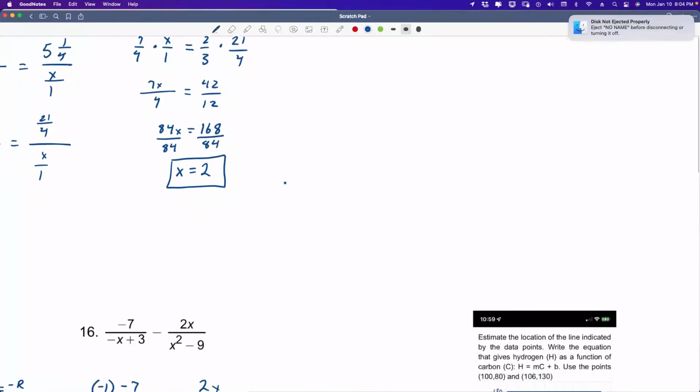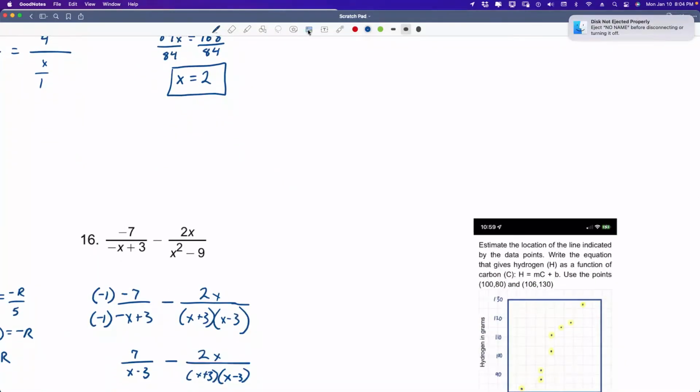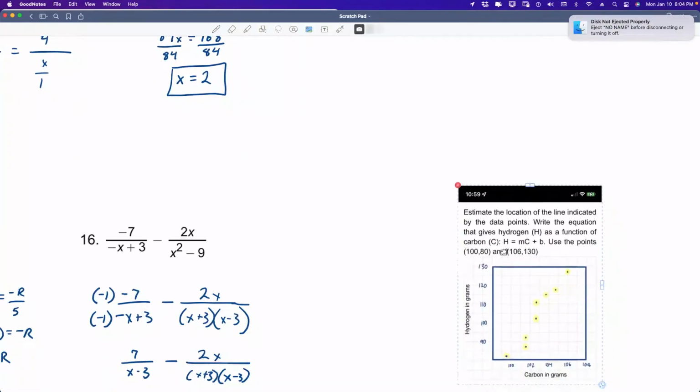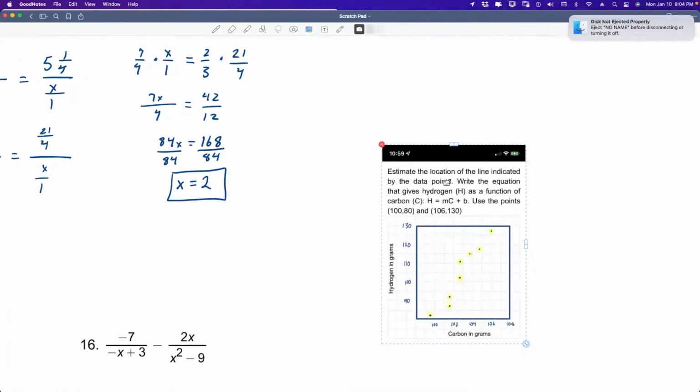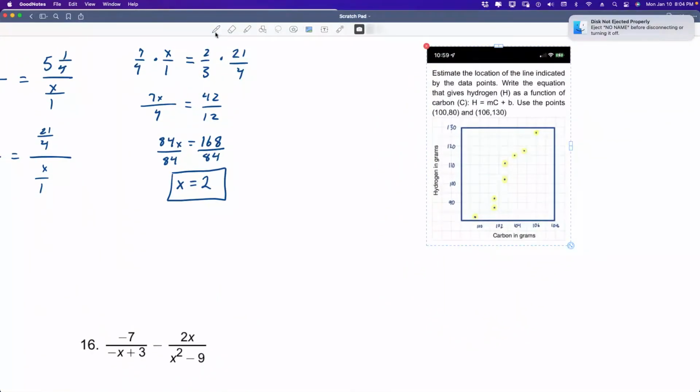This is one of those, I'm going to move it up here where we can see it. This is one of those hydrogen experiment problems. So what I did on here was I went ahead and I gave you the points for the line, because it's kind of a pain. Let me move this over just a little bit more.